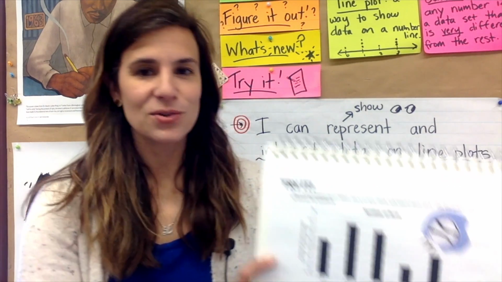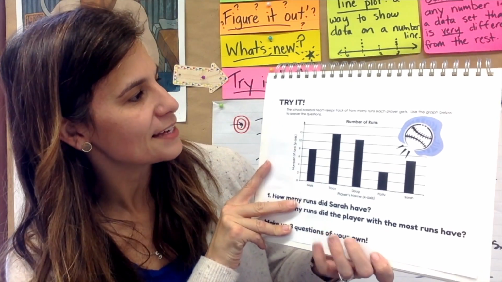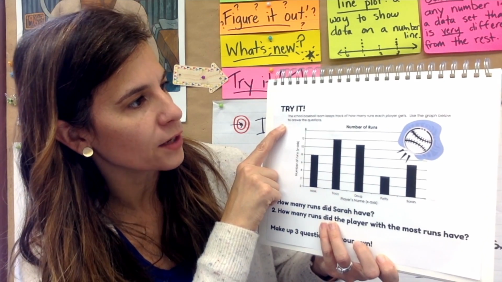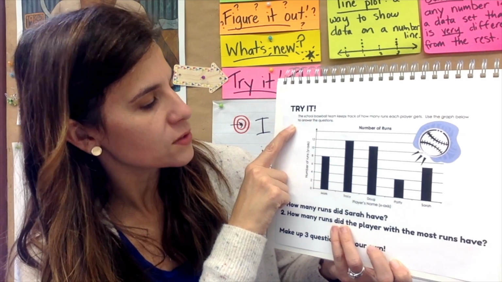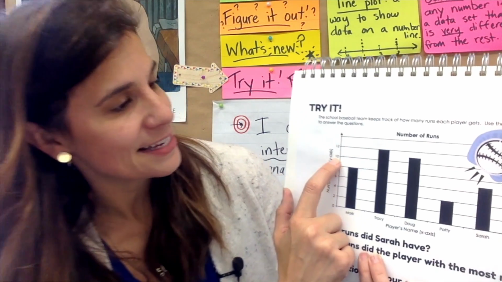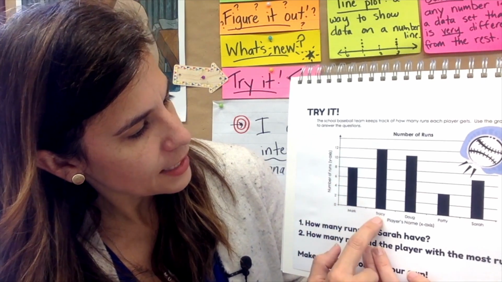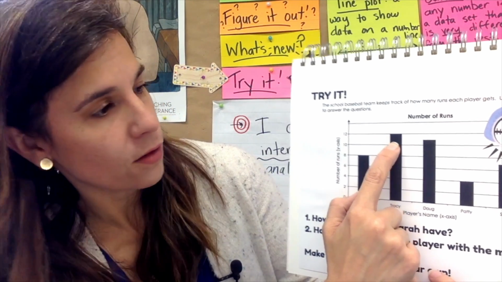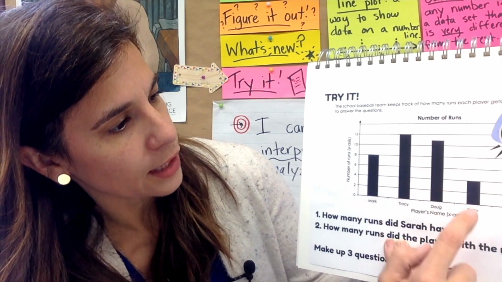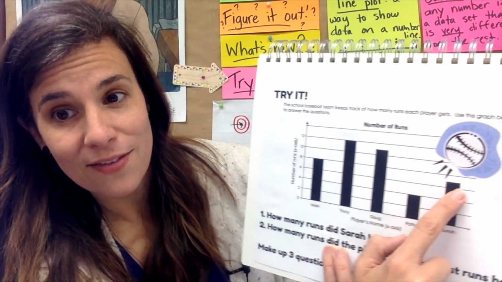Great job. So here's one for fun again, for all of you who are playing baseball these days. This says the school baseball team keeps track of how many runs each player gets. Use the graph below to answer the question. So we have 0, 2, 4, 6, 8, 10, 12, and on. And it looks like Mark is up to 8, Tracy's up to 12, Doug is up to between 10 and 12, so 11, Patty is at 4, and Sarah is at 7. Can you see that?